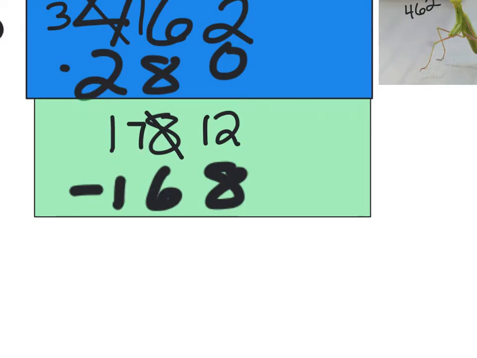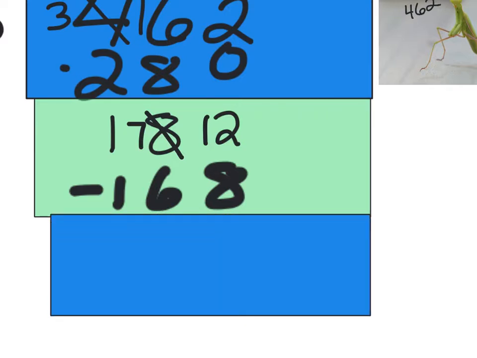So I will make my next area box and plug that in right here. And now I'm going to simply go 12 minus 8 is going to give me 4. And 7 minus 6 is going to give me 1. And 1 minus 1 zeroes out, so I don't even need to worry about that.